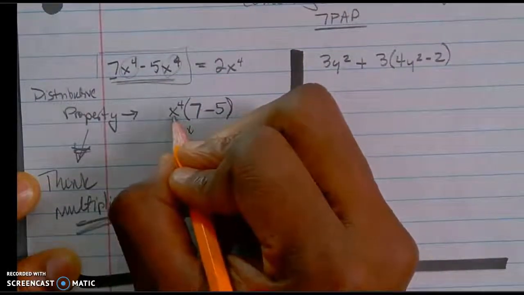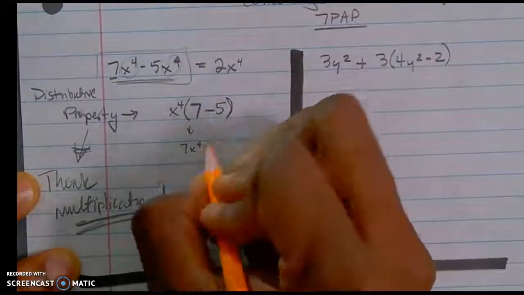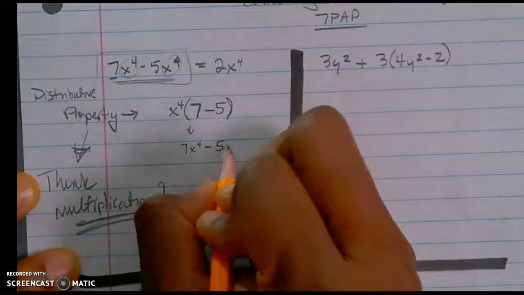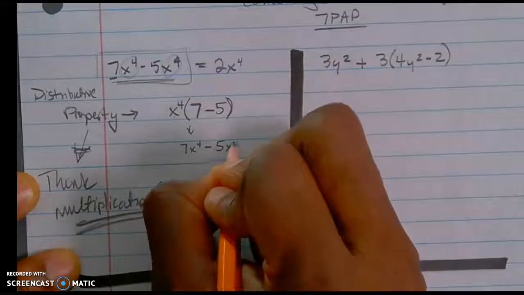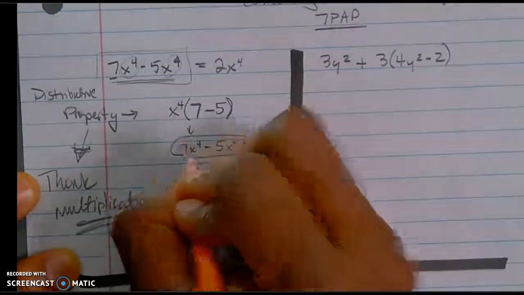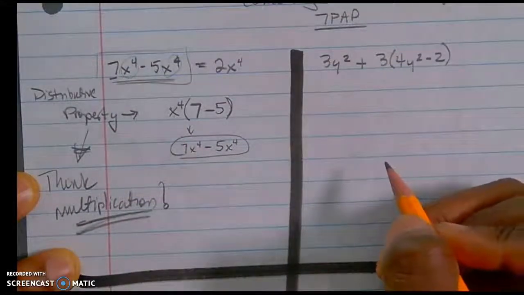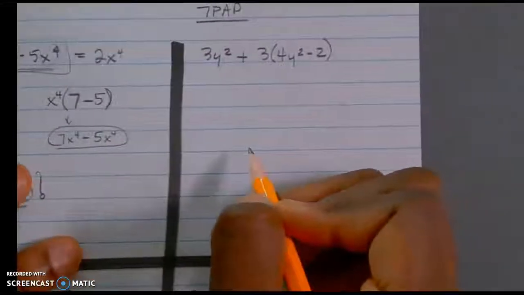If I multiply x to the fourth times a negative 5, that's then going to become negative, or minus, 5x to the fourth. So do we see how that's just going backwards? All right, let's move on to this next example.